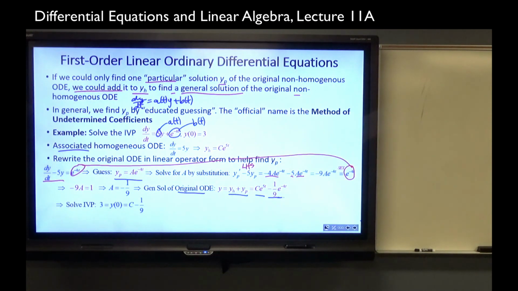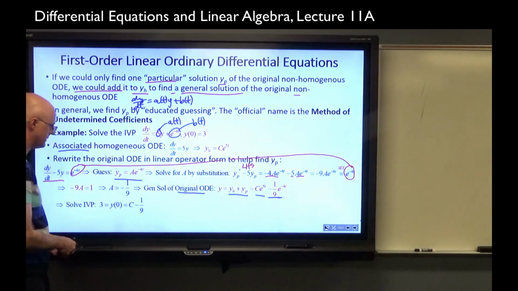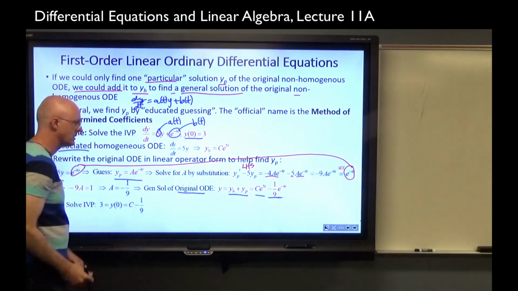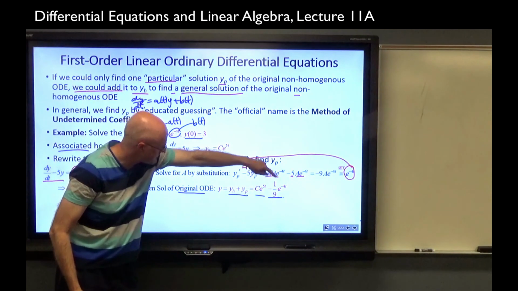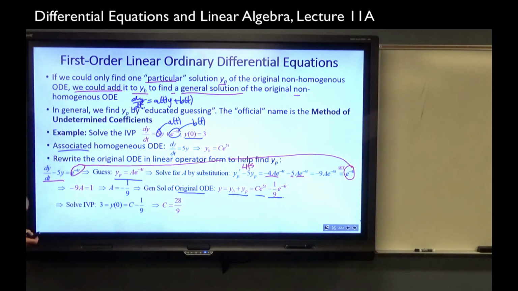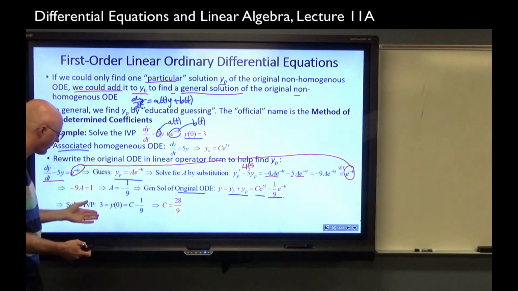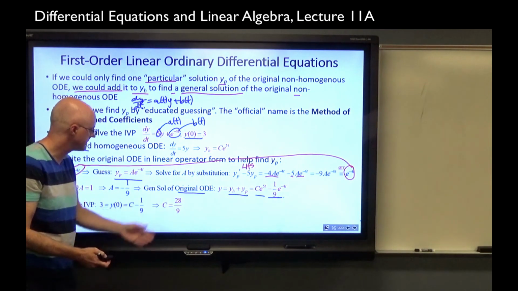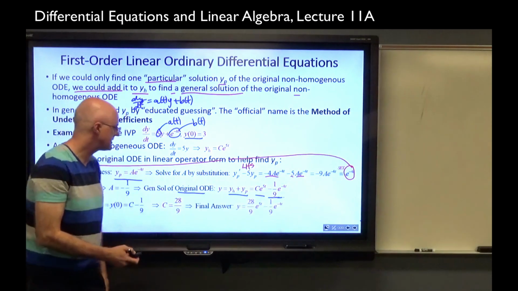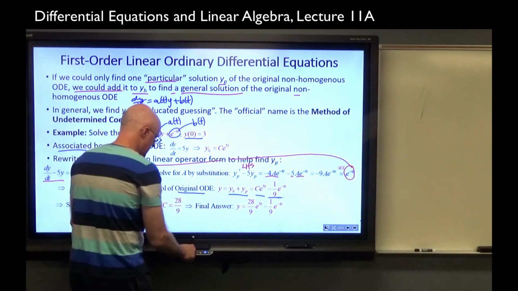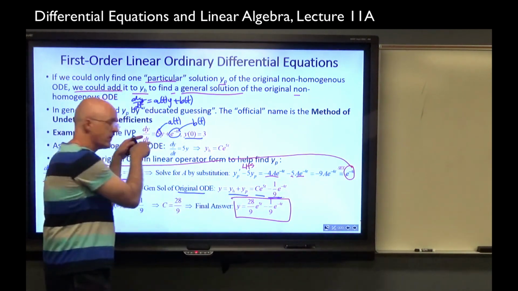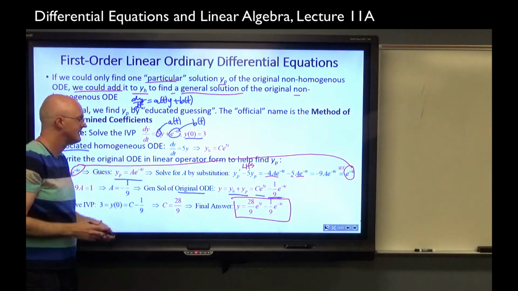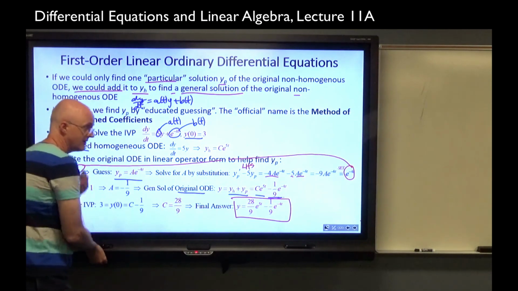Now solve the IVP. Plug in t equals 0 and y equals 3. Your initial condition is right here. I'm plugging it into here. Replace y with 3, replace t with 0, get c minus 1/9. Add 1/9 to both sides. 3 is 27/9. Plus 1/9 is going to be 28/9. Plug that in there and you get your final answer for the unique solution of the initial value problem, this thing right here. Okay? This is the final slide for lecture A.